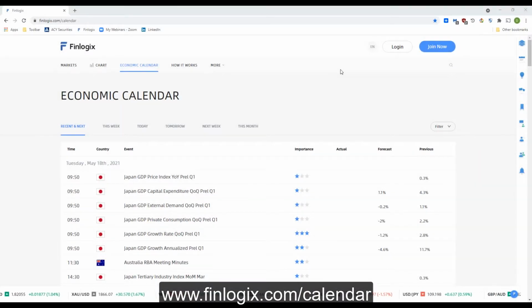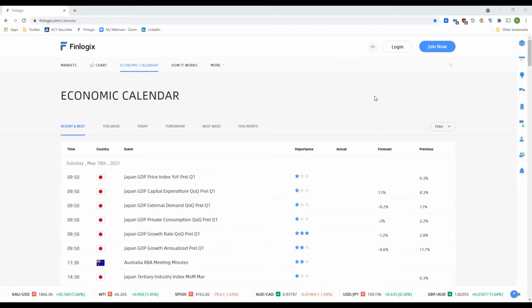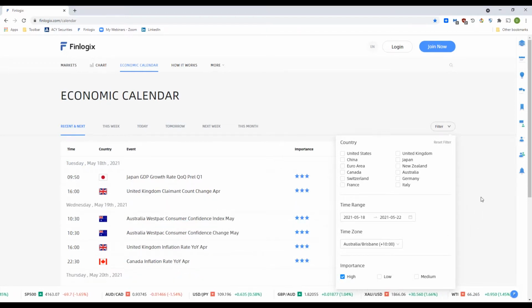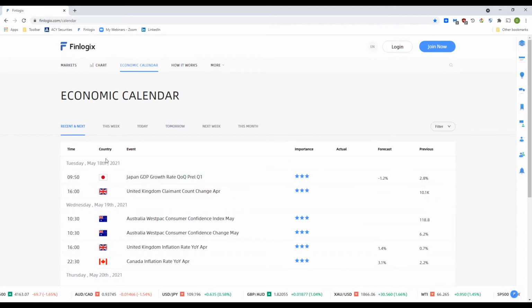Okay, so first up, I'm going to go through the news items for the day. I'm at the FinLogic economic calendar. I'm just going to filter the calendar, just looking for high important news items coming out. Now I'm looking at the New Zealand dollar US dollar to review today. So I want to look at what news items might be coming out for the New Zealand dollar. Now the times here are in Queensland time.